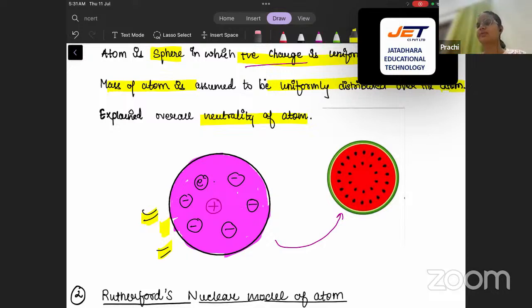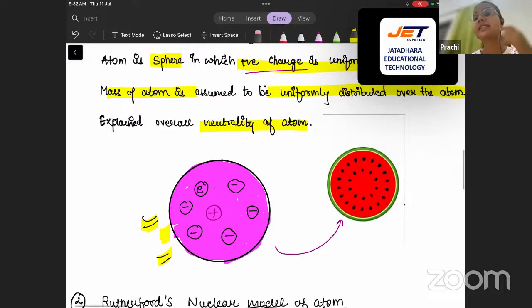So if this is clear to you, then we will move ahead with what the drawbacks of the Thomson model were. And then finally, we will learn about the Rutherford model. So if this is clear to you, quickly type yes, and then we will see what the drawbacks were. And then we will learn about the Rutherford model.